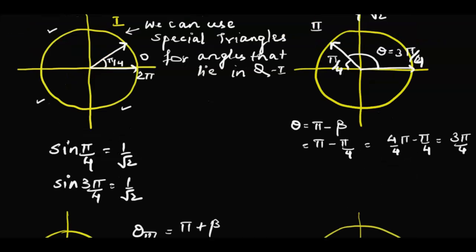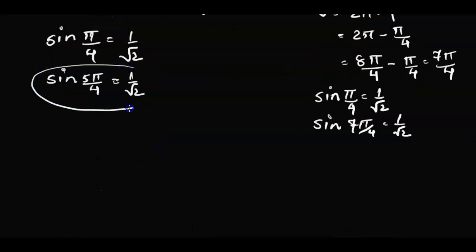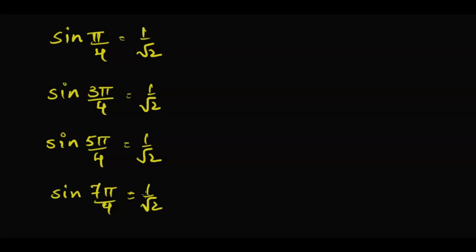So now we notice that in the first quadrant, sine pi by 4 is 1 by root 2. In the second quadrant, sine 3 pi by 4 is 1 by root 2. In the third quadrant, sine 5 pi by 4 is 1 by root 2. And in the fourth quadrant, sine 7 pi by 4 is also 1 by root 2.